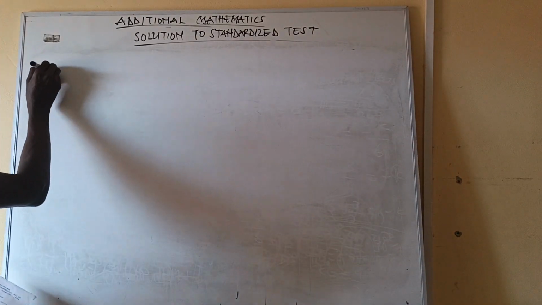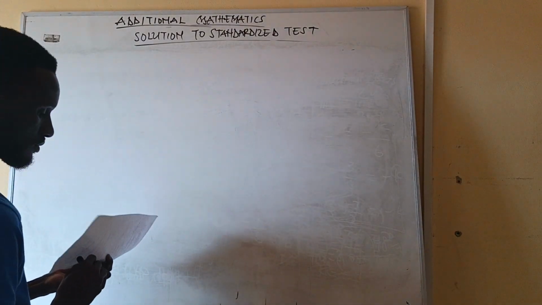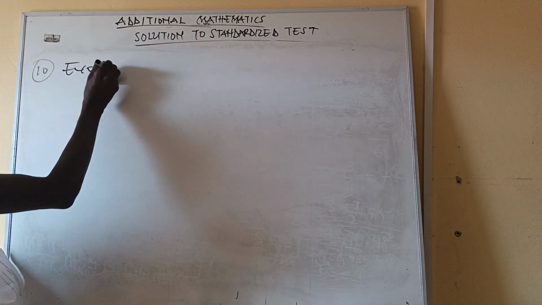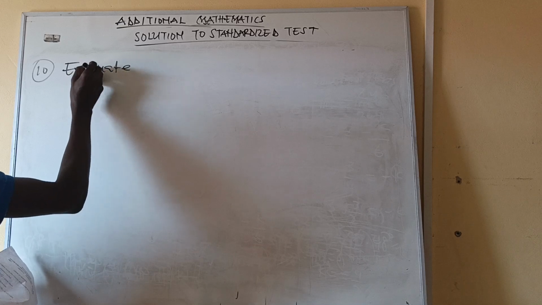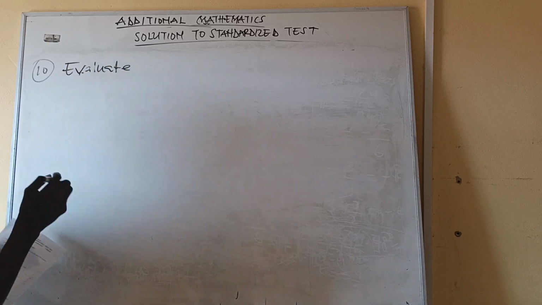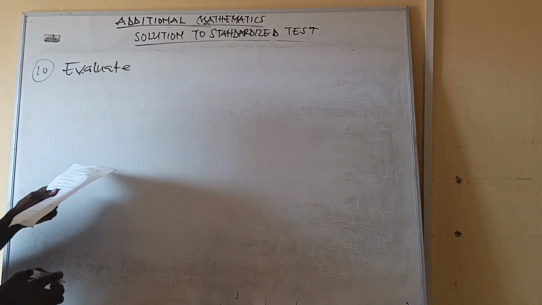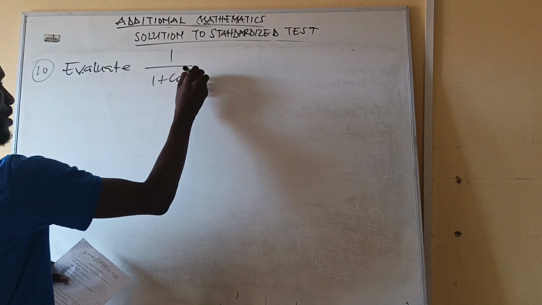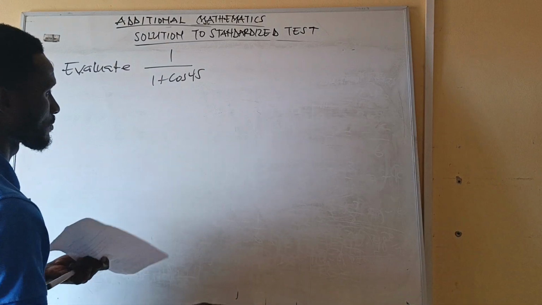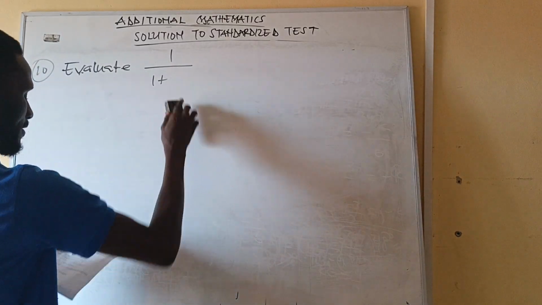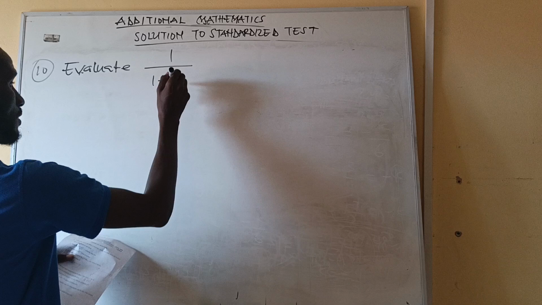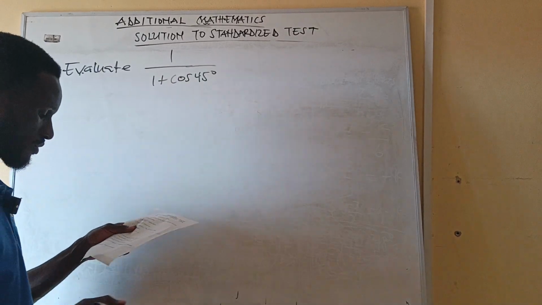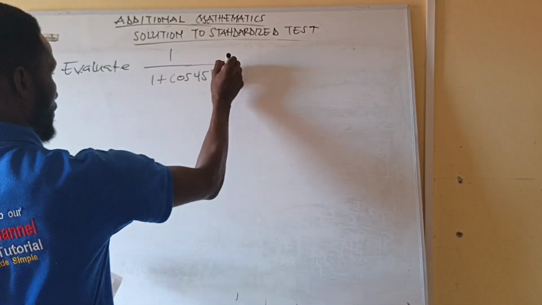Now let's look at question number 10. Question number 10, evaluate 1 over 1 plus cos 45. 1 plus cos 45. Leaving your answer in surd form.